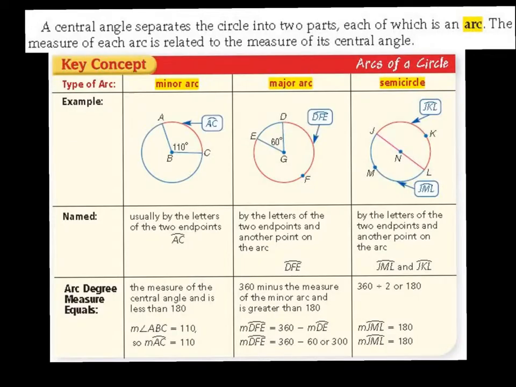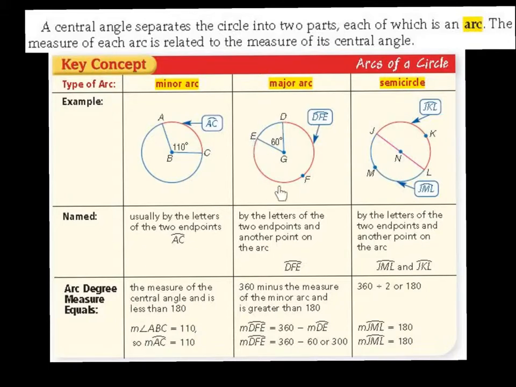Just like the endpoints of a line segment cut out a piece of a line, a central angle separates a circle into two parts, each of which is an arc. The measure of each arc is related to the measure of its central angle. A minor arc, like arc AC, is usually named only by the two endpoints. The measure of the central angle is less than 180, so in this case it was 110.